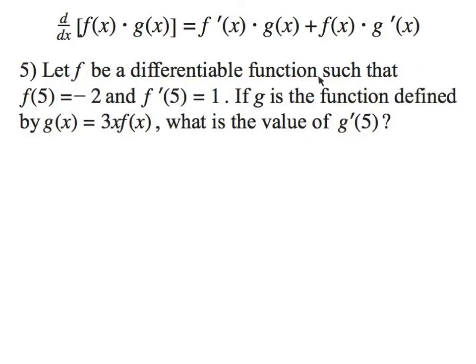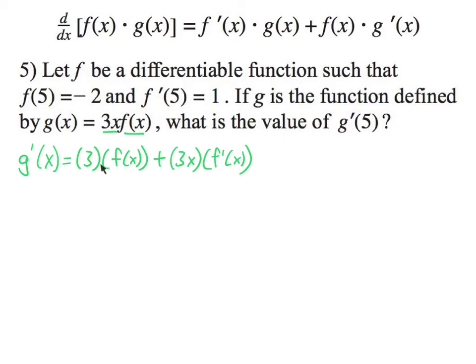Let f be a differentiable function such that f of 5 equals negative 2, f prime of 5 equals 1. If g is the function defined by this, what is the value of g prime of 5? So we first have to find the derivative of g and then plug in 5. So let's find the derivative of g. So g prime of x is going to equal, well, there's two pieces here. We're going to take the derivative of both. So first take the derivative of 3x, which would be 3, leave the f of x, plus leave the 3x, take the derivative of f of x. All right, so we took the product rule of this right here.